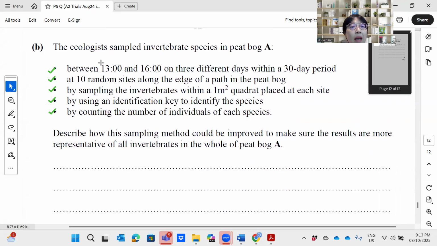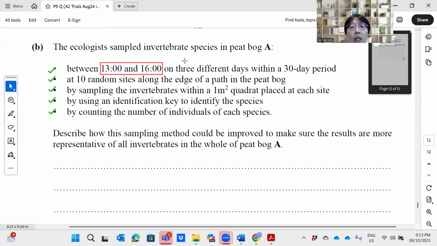So very easy. Most of you can actually get the marks. You see the timing that they use is between 1 to 4 p.m. to collect samples of the invertebrates. But you know that some insects are nocturnal. They only come out at night. So if the students carry out sampling in the afternoon, they may miss some of the insects that are nocturnal. So this experiment is not inclusive, and there will be error in the experiment. Therefore, also sample during the night time or different times of the day other than 1 to 4 p.m.